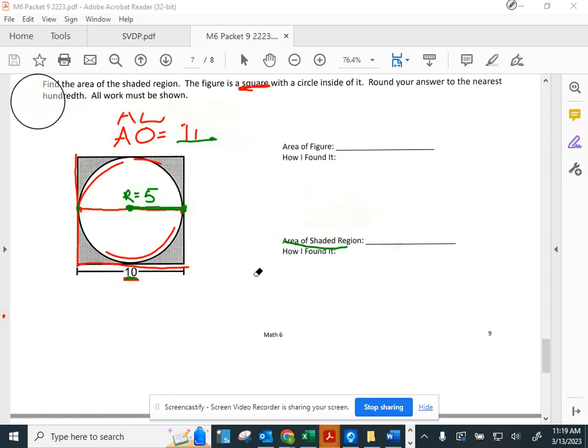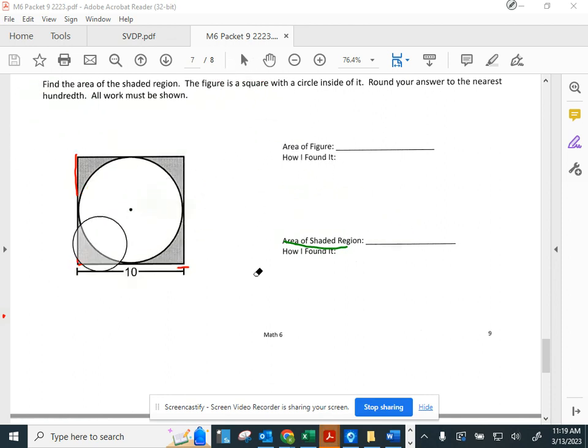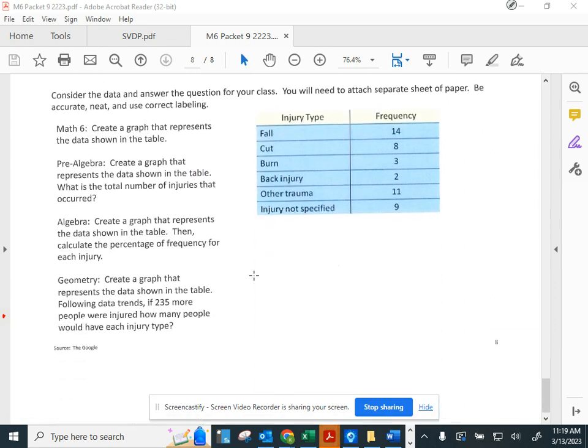All right, last page. In this page, it's important to listen to the detailed directions I'm going to give you. We need to create a graph that represents all the data shown. And we need to use correct labeling. In order to get full credit, we have to have all of our labels on a graph. You are not going to get full credit if you just show me partial labels. A full graph has a title.